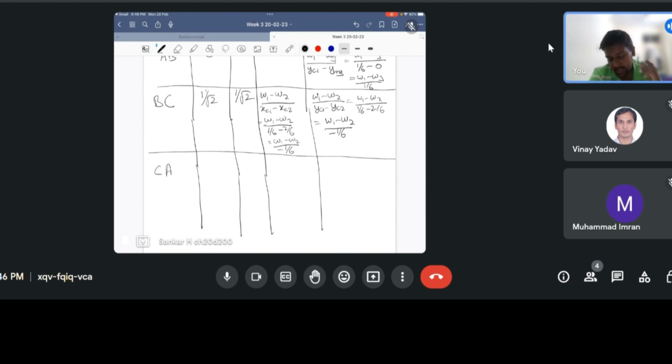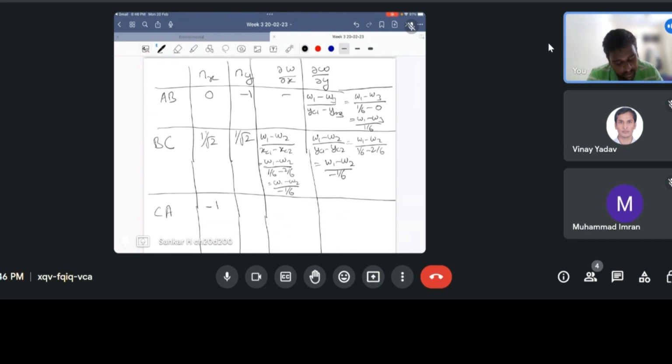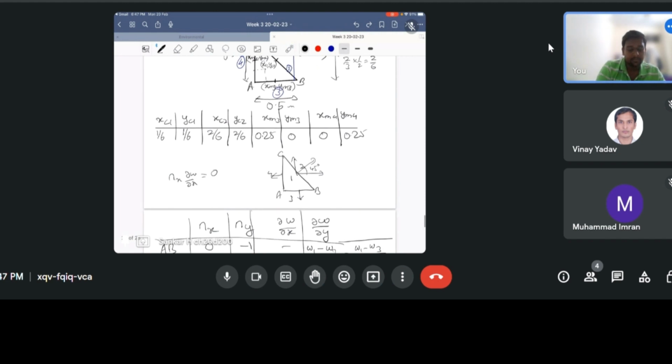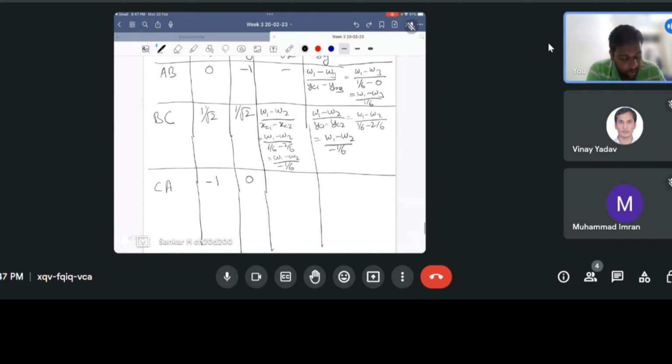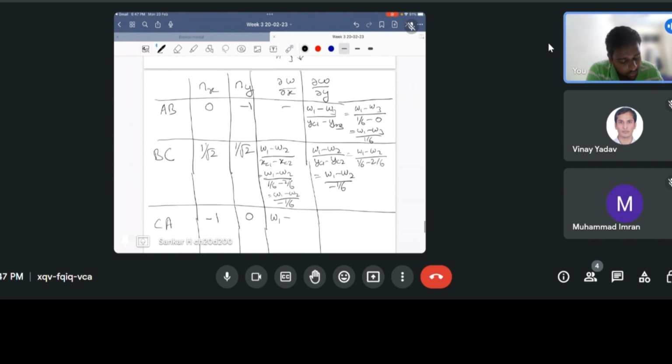Now finally for the third line CA, which is this vertical line over here, the unit normal is in this direction. Therefore, nx will be minus 1 and ny will be 0, because this angle would be pi or 180 degrees, and cos pi, sin pi would be its coordinates. Therefore, it will be minus 1 comma 0. Similarly, we'll have to write dou w by dou x over here. So we know that w1 minus w4 will come, and w4 we know is 0. Similarly, w3 will also in fact turn out to be 0.